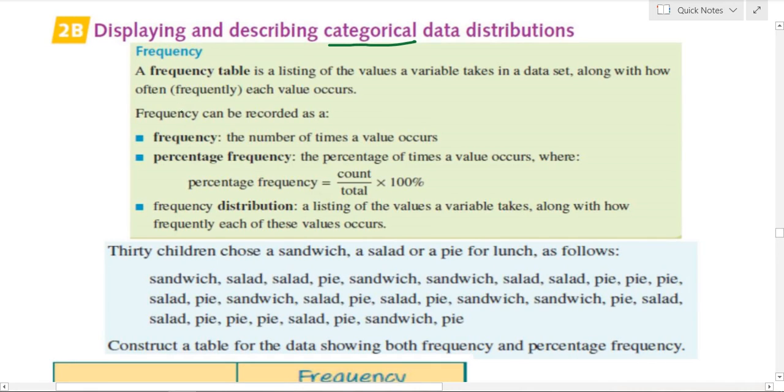Frequency. A frequency table is a list of values of a variable in the data set. I'm not going to read all of it, but basically a frequency table just records the number of something. The frequency can be recorded as a frequency, but you can also have a percentage. Frequency refers to the number of times that thing occurs. So for example, I might do a frequency table and measure the number of people wearing white socks and black socks.